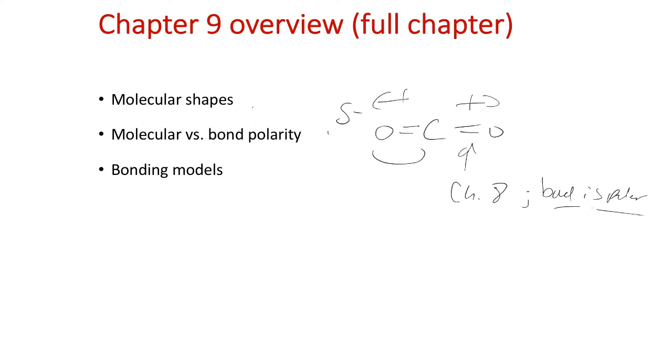Now, the answer is mostly pretty straightforward: you have two dipoles, and dipoles are vector quantities. You have one dipole pointing one way, the other the opposite way, and they just cancel each other out. So the actual net dipole moment of the molecule is exactly equal to zero. The molecule, despite having polar bonds, ends up being nonpolar.